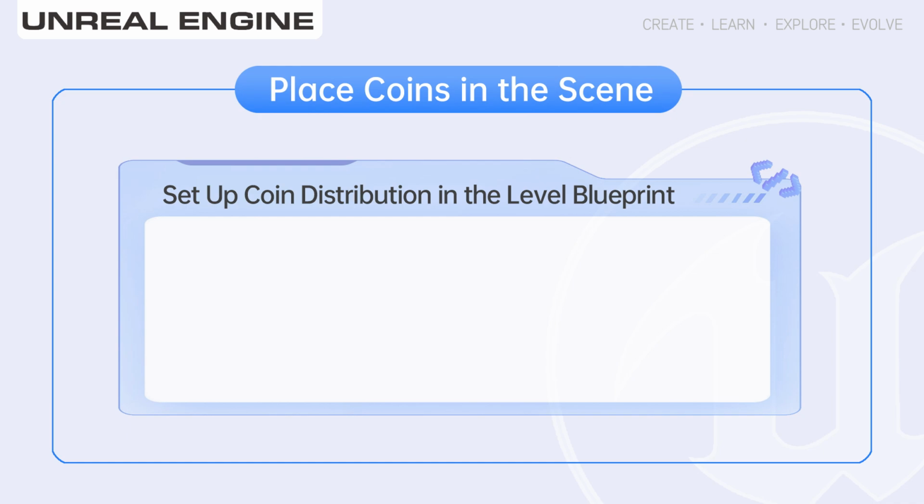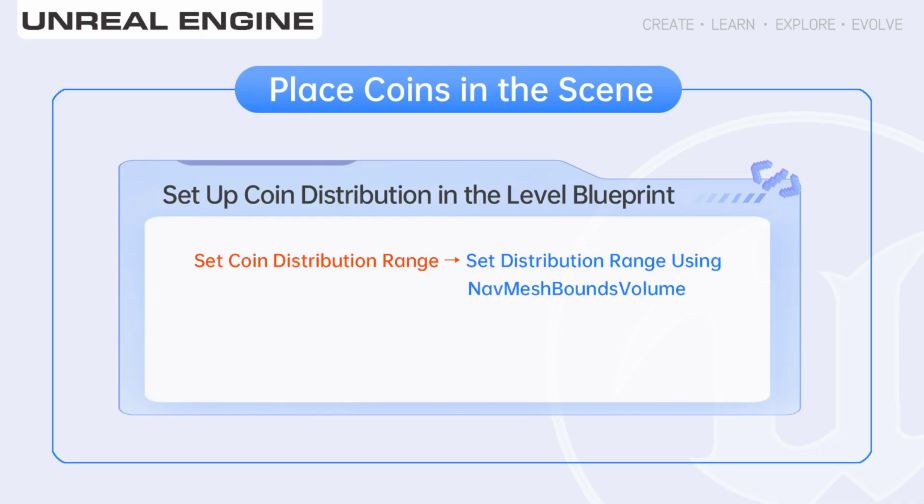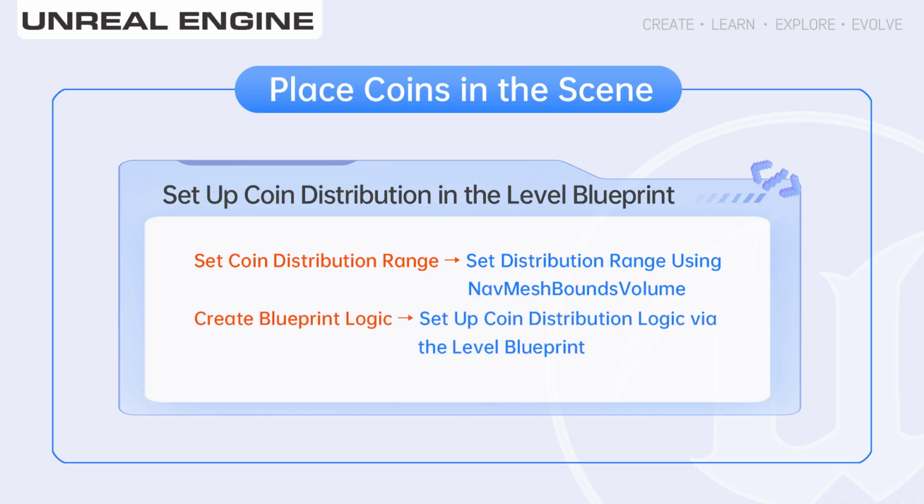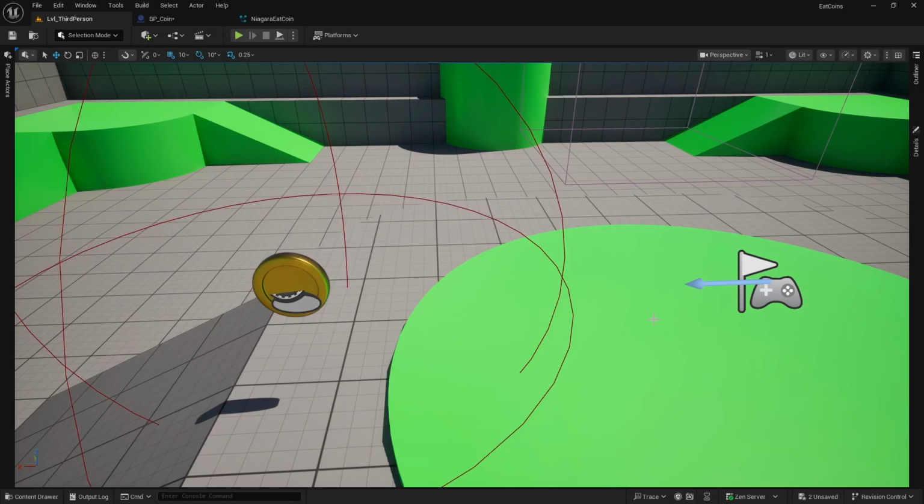Now, let's talk about how to set up coin placement in the scene. In theory, Unreal Engine provides us with an infinite world space. So before placing coins, we first need to define the area where the coins will appear. Then, we'll use the level blueprint to control how the coins are spawned within that area. Let me walk you through the process step by step.